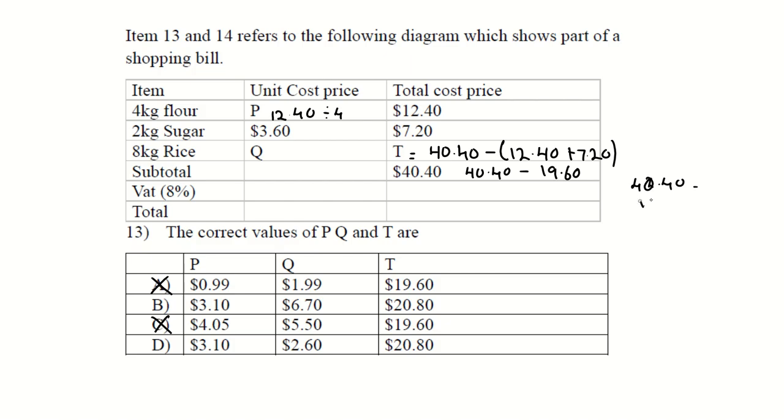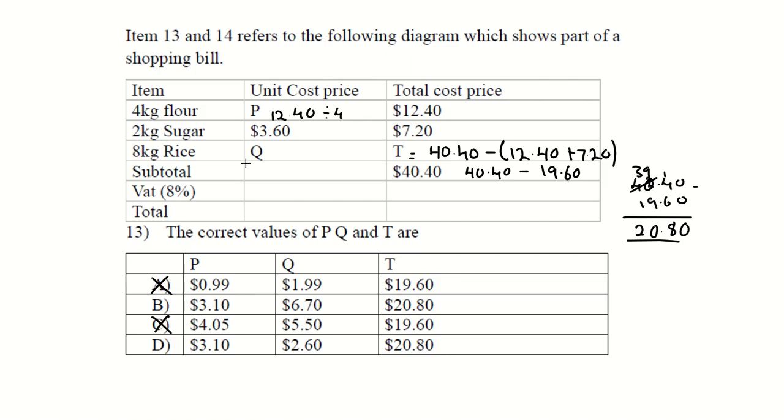Let's subtract: $40.40 minus 19.60. Remember, you're not allowed a calculator, so you do have to do some type of working, right? 4 minus 6 cannot, so this will turn to 39. That's 14 minus 6, 8, that's 80. And 9 minus 9 is 0. 3 minus 1 is 2. So $20.80 is T. So it could still be B or D.